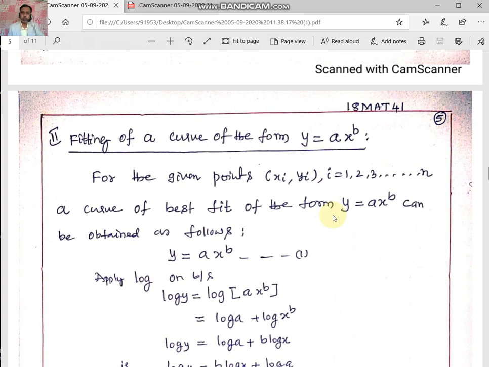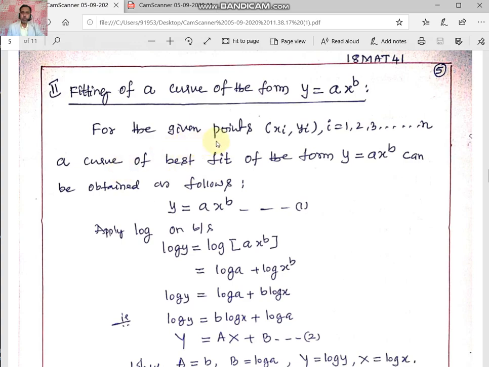And now the second case. The second case is fitting a curve of the form y is equal to a into x to the power b. Here the curve is y is equal to a into x to the power b. For the given points xi, yi, i from 1 to n, a curve of best fit of the form y is equal to a x power b can be obtained as follows. So here is the process.